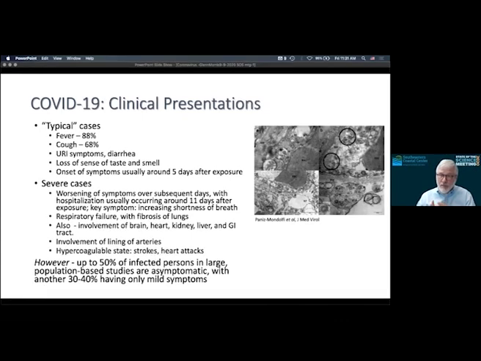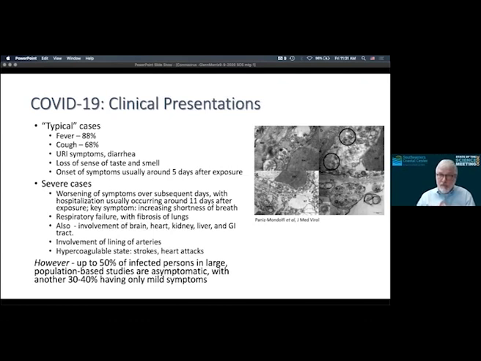I think what I would emphasize, however, is this is not just another case of the flu. It's not just a respiratory virus. This virus gets into all parts of the body. You get into the lungs, respiratory failure, fibrosis of the lungs, but you also get involvement of the brain, heart, with potential myocarditis, kidney, liver, GI tract. The virus gets into the lining of the arteries.